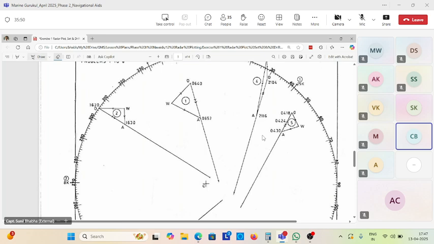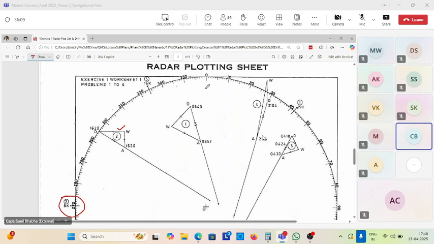For the beam, beta, you have to look at the course steered in question number 2. The course steered is Victor to Oscar, so that seems to be close to 270. Yes, that's right, 270.